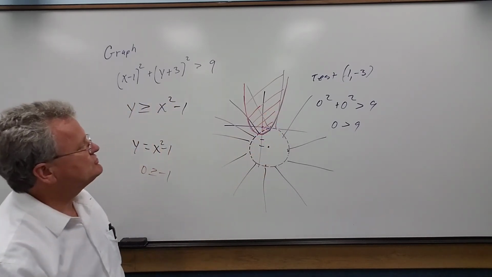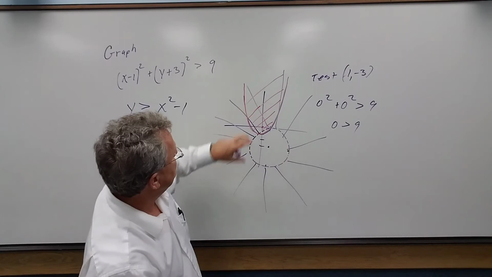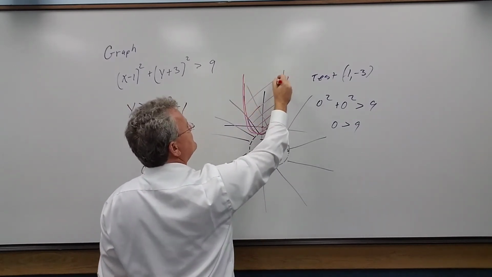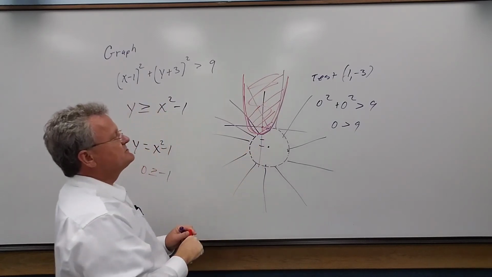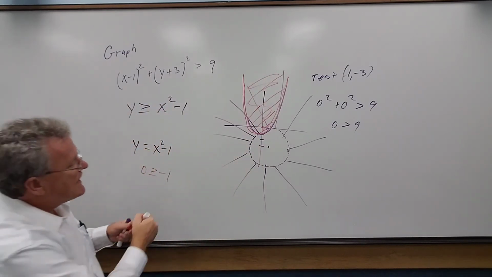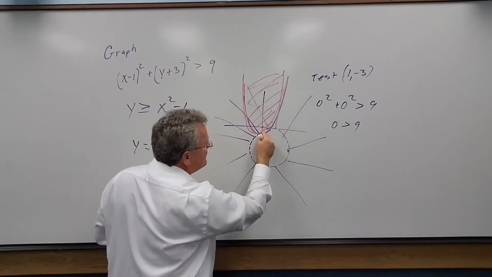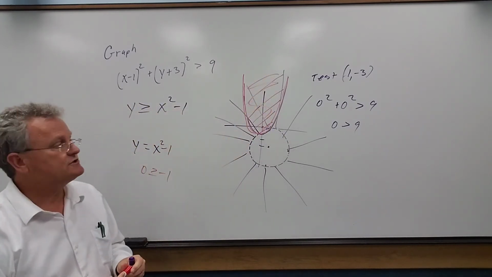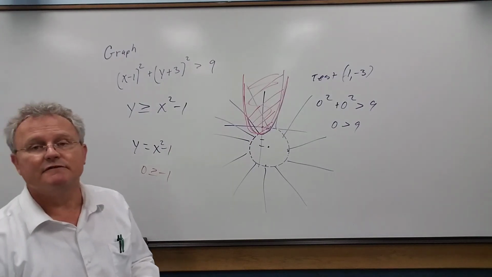And where do the purple and the red overlap? Well, they overlap right in here. So this is the solution, not including this part, right? But all of everything else, that's the solution set to this system of inequalities.